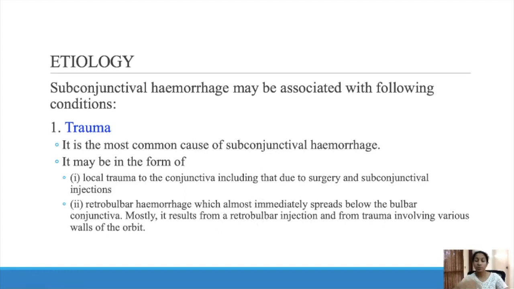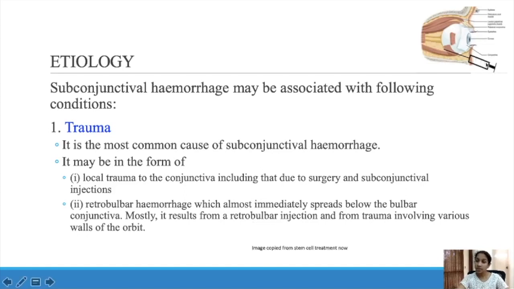Here you can see they give the retrobulbar injection. Retro means behind. This is the eyeball, and behind that they give retrobulbar injections. If there is trauma, blood will collect under the bulbar conjunctiva and lead to subconjunctival hemorrhage. Or any injury to the walls of the orbit can also lead to subconjunctival hemorrhage. So this is about trauma.